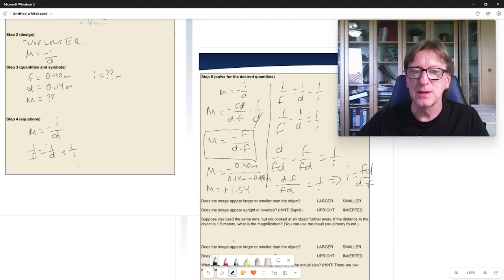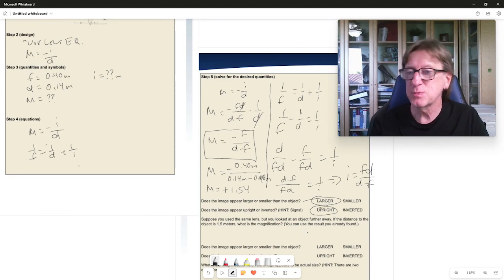Now that we've got that, does the image appear larger or smaller than the object based on the magnification you just found? Well, it's bigger than 1, so it's going to be larger. Is the image going to be upright or inverted? Well, because it's positive, it's going to be upright.